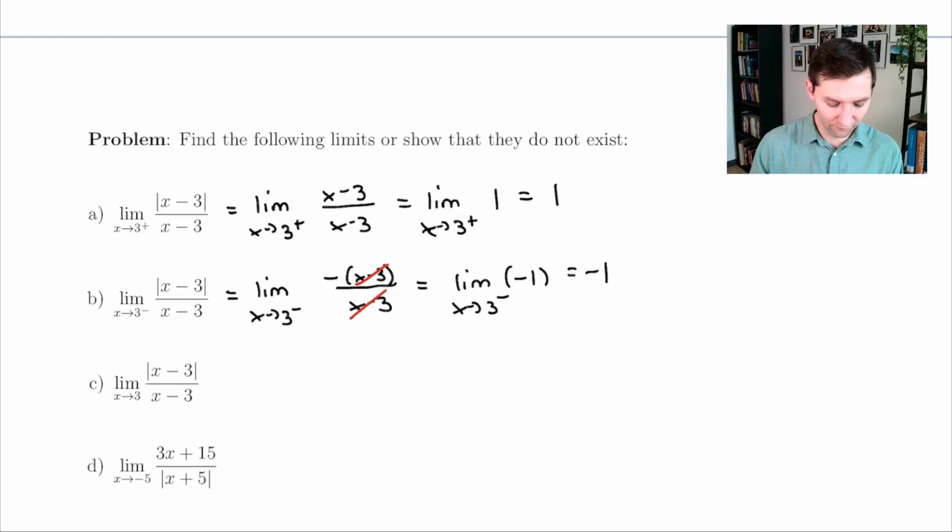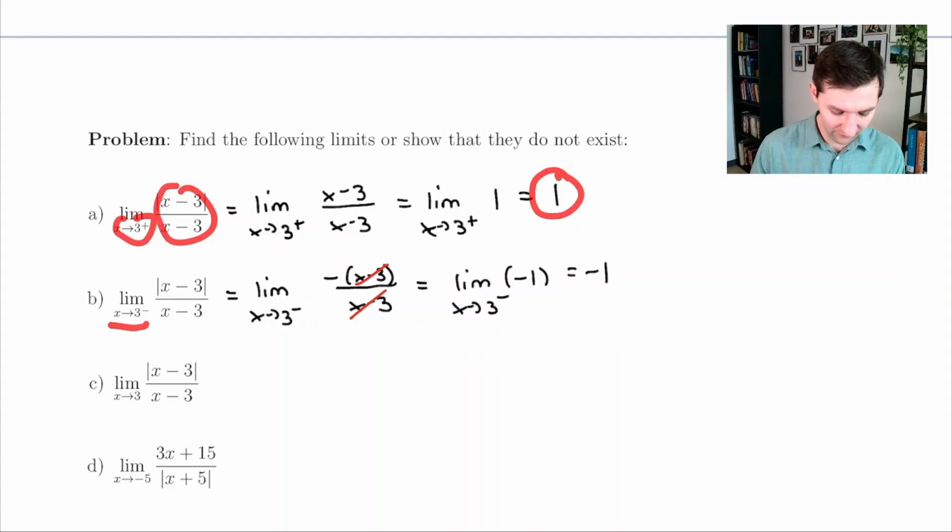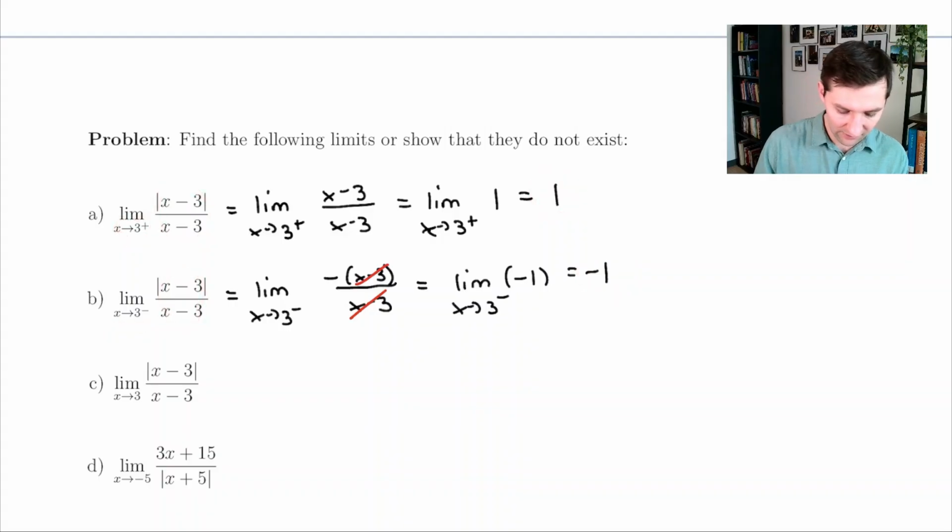The limit from the right of this expression was 1. The limit from the left of that expression was negative 1. Those two limits are different, so the general limit does not exist.